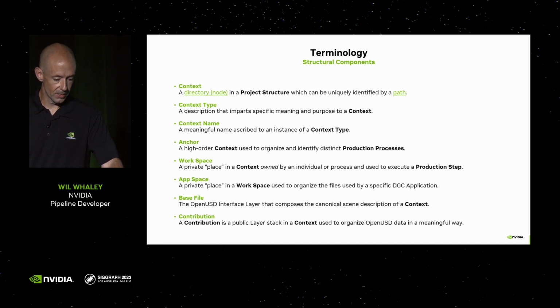We have something called an anchor, which is a high-order context used to organize and identify distinct production processes. It works for us similar to a scheme does in a URI. We have a workspace, which is a private place in a context owned by an individual or a process and used to execute a production step. We have an app space, which is a private place in a workspace used to organize the files used by a specific DCC application. We have a base file, which is the OpenUSD interface layer that composes a canonical scene description of a context, and a contribution, which is a public layer stack in a context used to organize the OpenUSD data in a meaningful way.